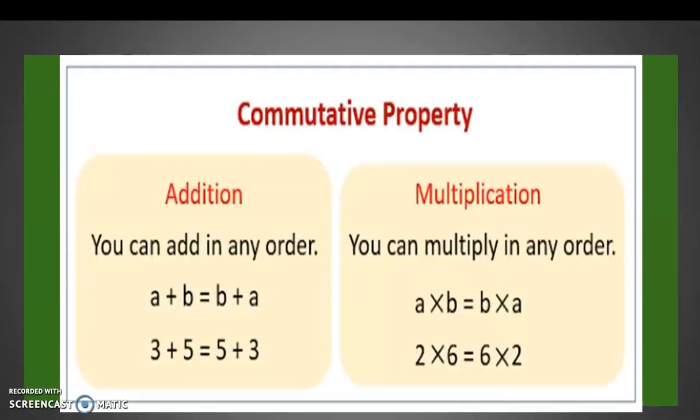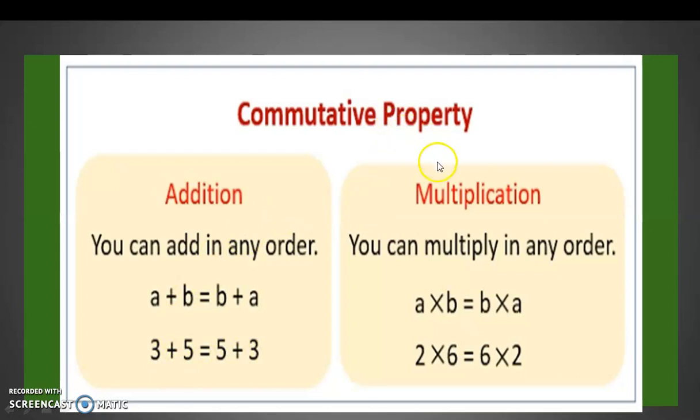Coming to the commutative property. According to the commutative property of addition, if we add two whole numbers in any order, the answer remains the same. So for whole numbers a and b, a plus b is equal to b plus a. 3 plus 5 will be equal to 5 plus 3. In both the cases, the answer will be 8.